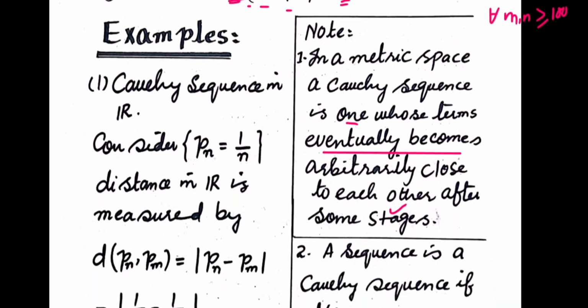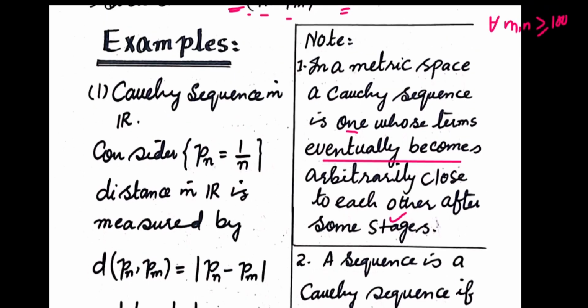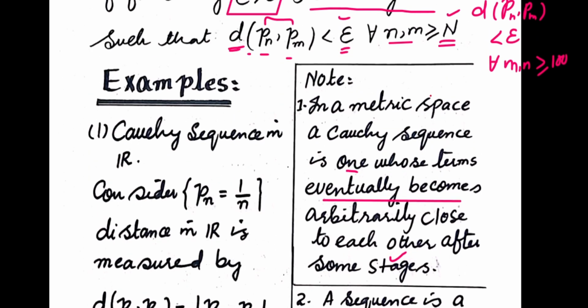Another style to define a Cauchy sequence: a sequence is a Cauchy sequence if the distance between the terms Pn and Pm approaches 0 whenever m and n approach infinity. So these are the three styles to define or to understand the definition of a Cauchy sequence. Next, we elaborate this concept by simple examples.